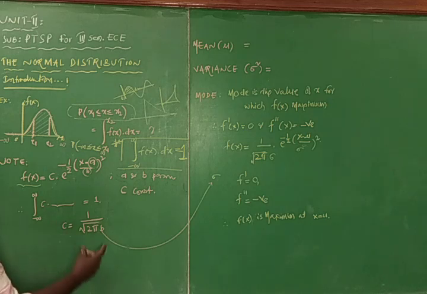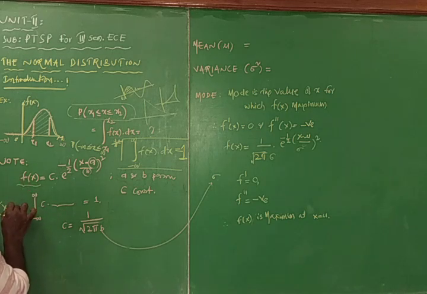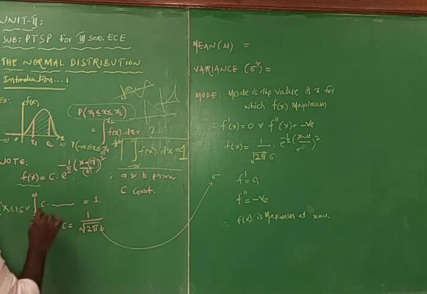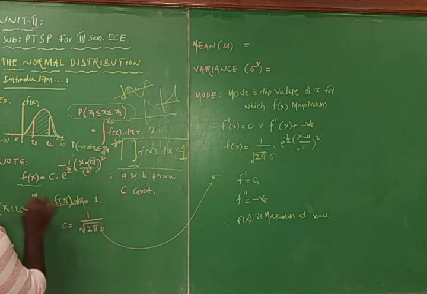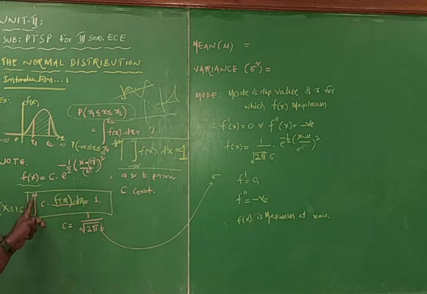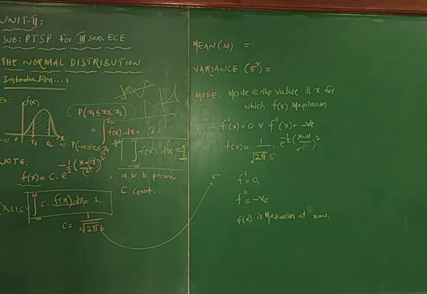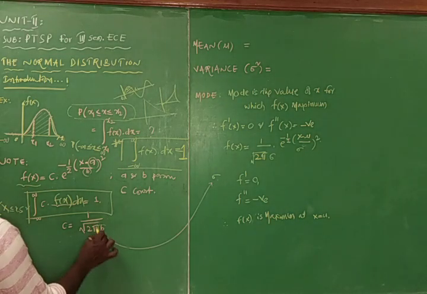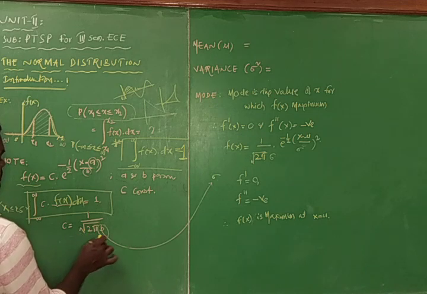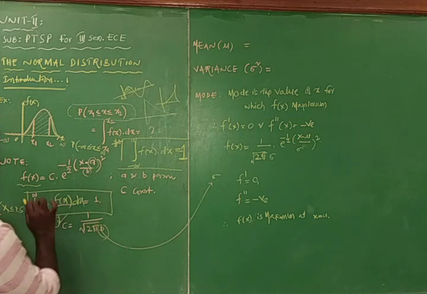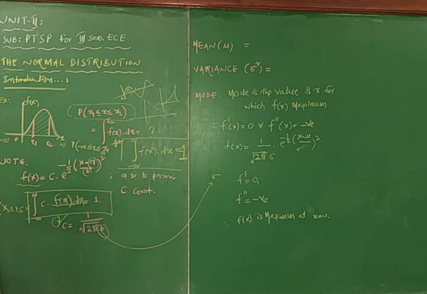C is a constant, and it is given by the integral from minus infinity to plus infinity of c into f of x dx equals 1. That is the probability of x1 less than or equal to x less than or equal to x2. You can assume this. Here c is a constant, that is c equals 1 by under root 2 pi b. We know that b is a constant, pi is a constant, 2 is a constant, so if b is a constant, then c will always be constant.